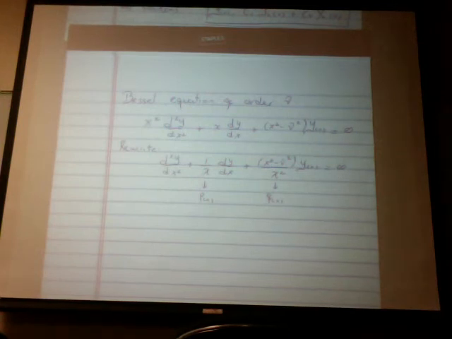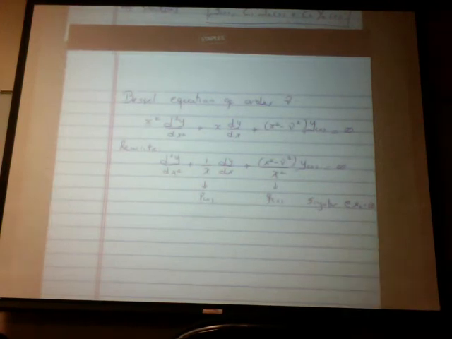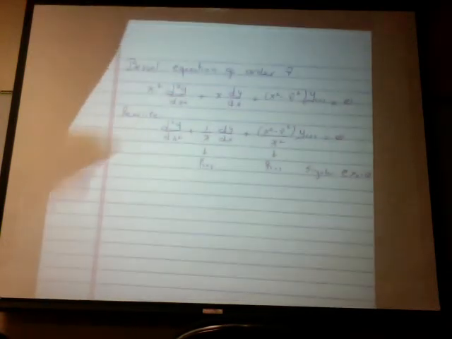Notice that it's singular at x0 equals 0. They're both singular at 0. But that singularity is removable, it's regular. That means that if we multiply p times x, the singularity goes away. If we multiply q times x squared, the singularity goes away. So let's find the coefficients.